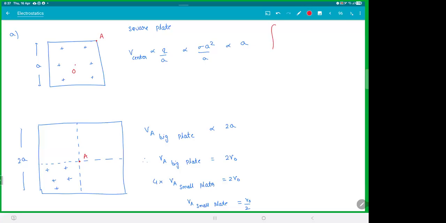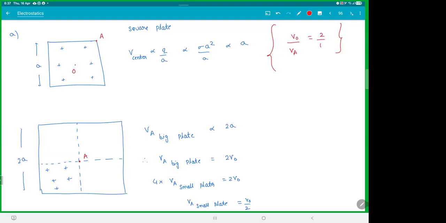That means this ratio we got, V naught by VA, will be 2:1. So no integration, nothing. Just by symmetry, you can figure out this ratio. Is the logic making sense? By dimensions, we know it should be proportional to Q by A. Now that constant could be anything. So if you take a square plate, again at the center only, because the center is symmetrical, I can confidently say it should depend on the charge of the square plate and the side of the square plate. Now, if you make a big square plate of side 2A, the potential will become 2V naught.